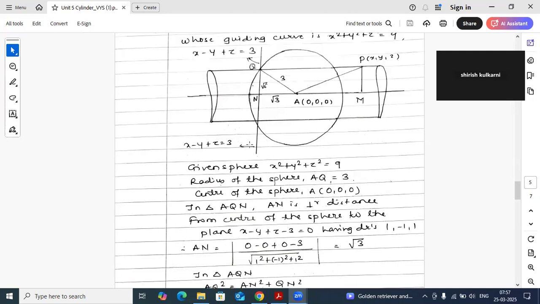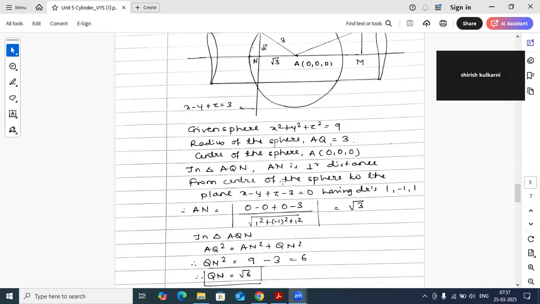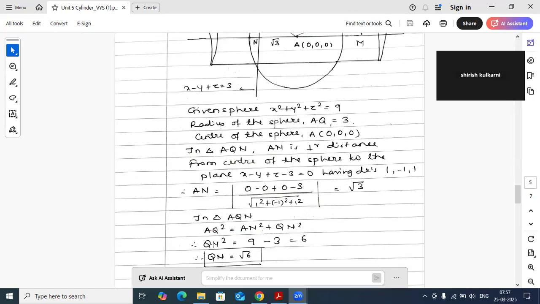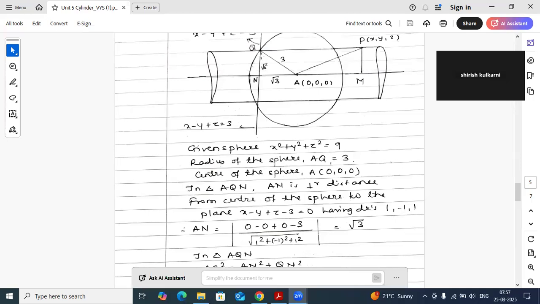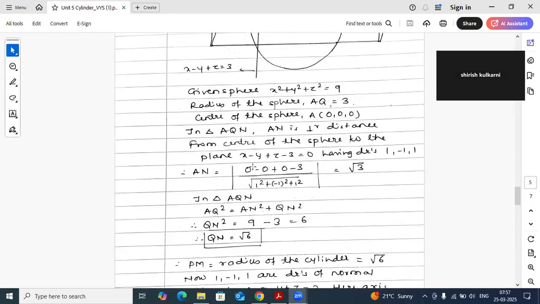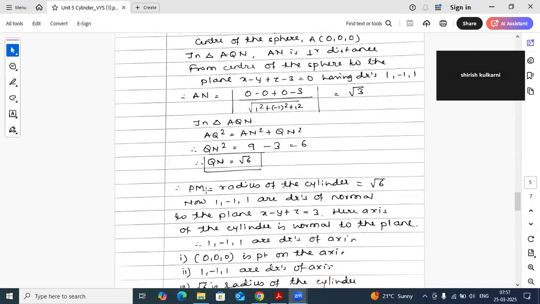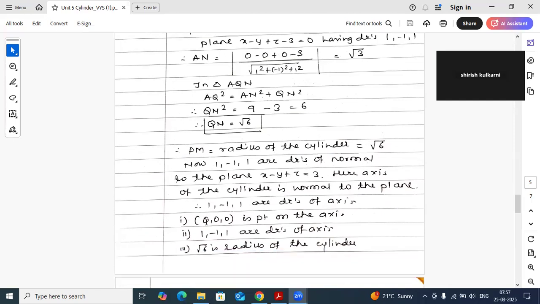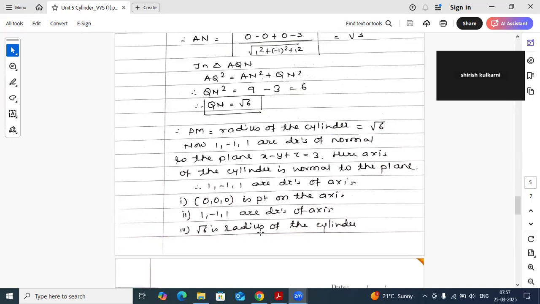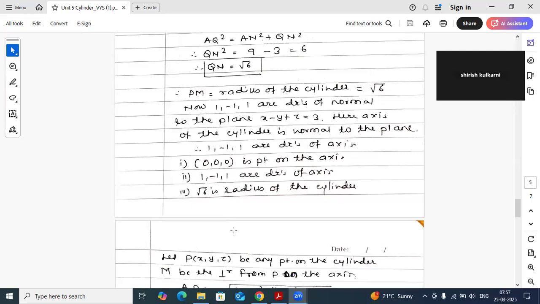Then by the Pythagoras theorem, AQ square is equal to AN square plus QN square. Then you have to find out QN square: 9 minus 3 is 6, means QN is root 6. QN is the radius of the cylinder. Then you get the radius of the cylinder is root 6. The DRS normal to this plane is 1, -1, 1, and 0, 0, 0 is a point on the axis. 1, -1, 1 is the DRS of the axis, and root 6 is the radius of the cylinder.